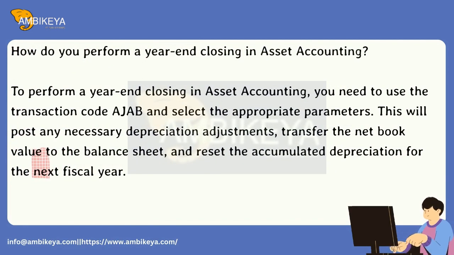How do you perform a year-end closing in asset accounting? To perform a year-end closing in asset accounting, you need to use the transaction code AJIB and select the appropriate parameters. This will post any necessary depreciation adjustments, transfer the net book value to the balance sheet, and reset the accumulated depreciation for the next fiscal year.